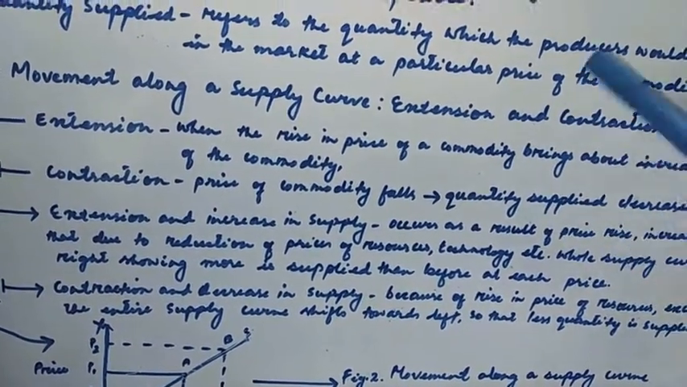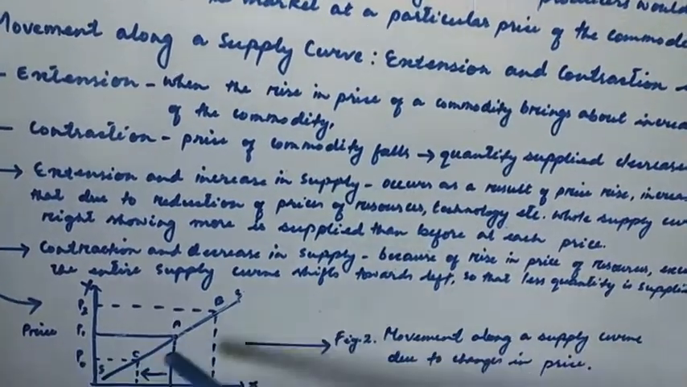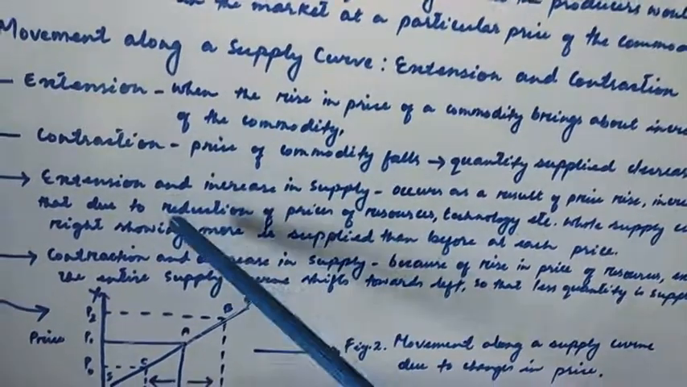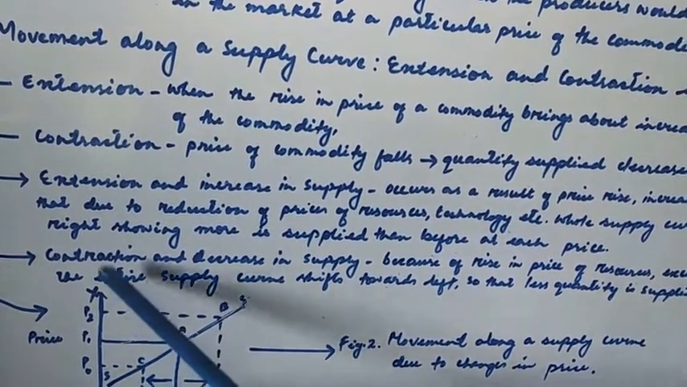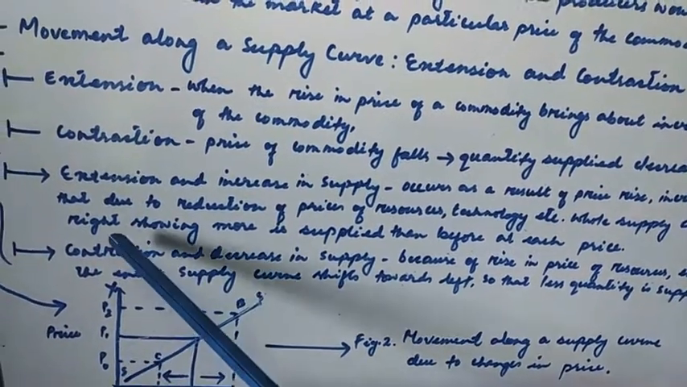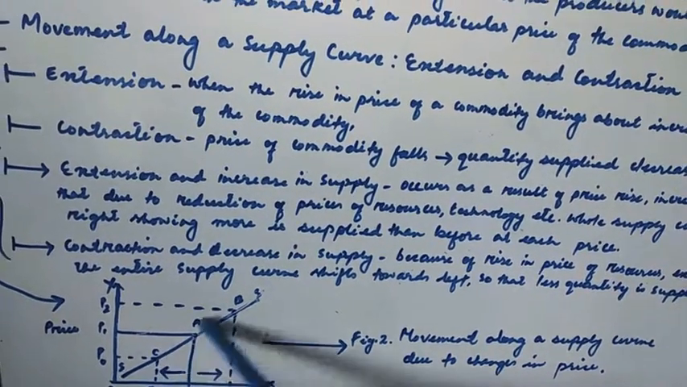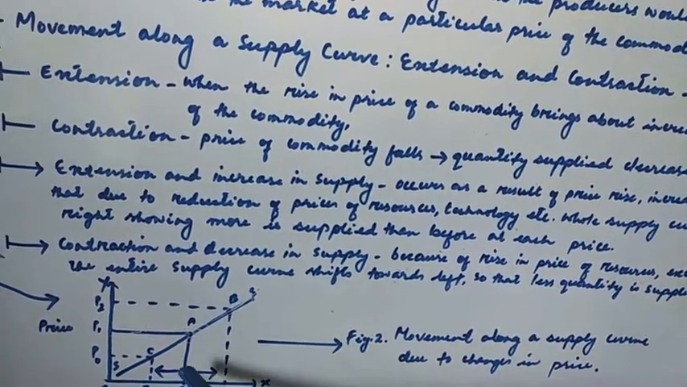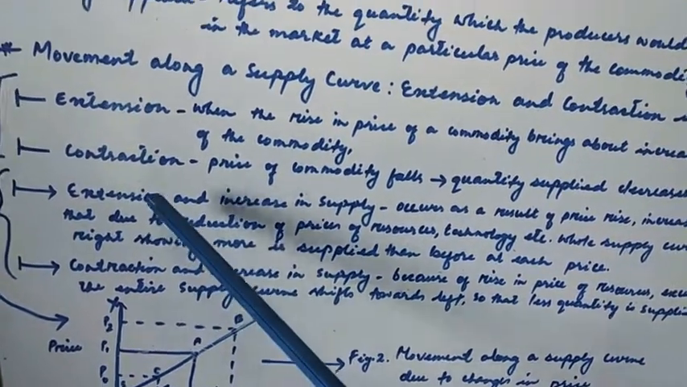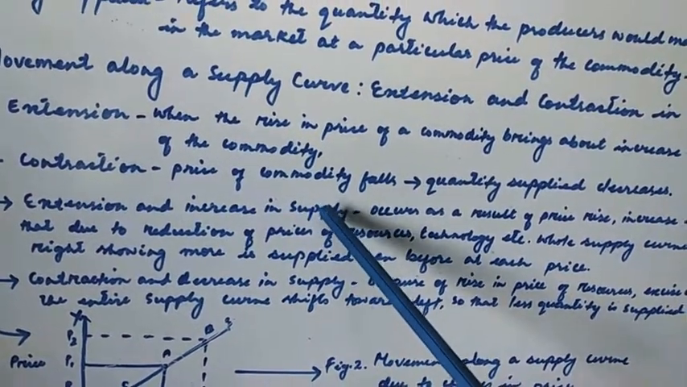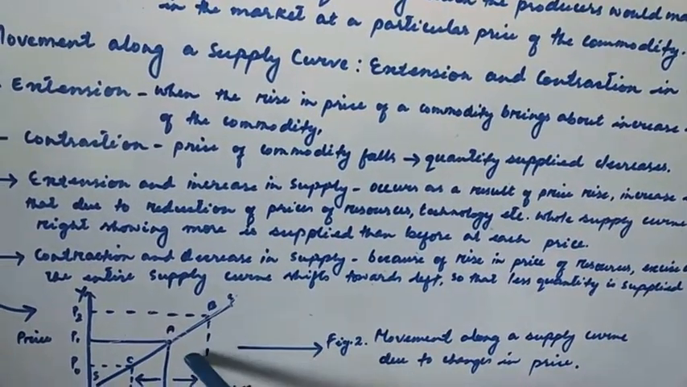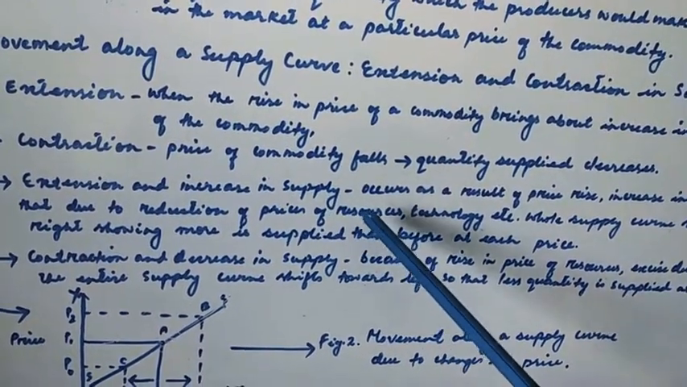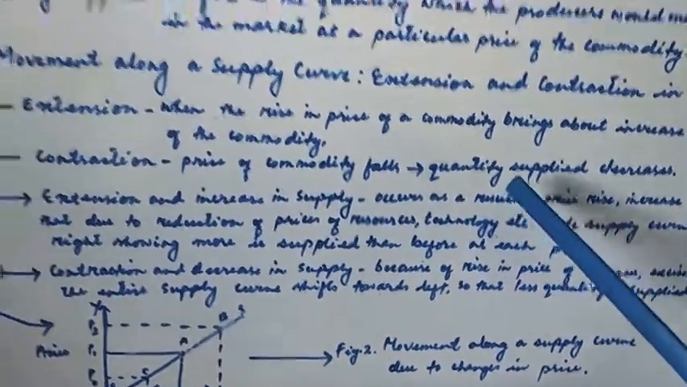So there is a difference between movement along the supply curve and shifting. When we talk about extension and contraction, it is all about movement on the supply curve. But when we say increase and decrease of supply, we are talking about shift of the supply curve. So increase in supply means shift of the supply curve towards the right due to the reduction of price of resources, technological advancement, etc.